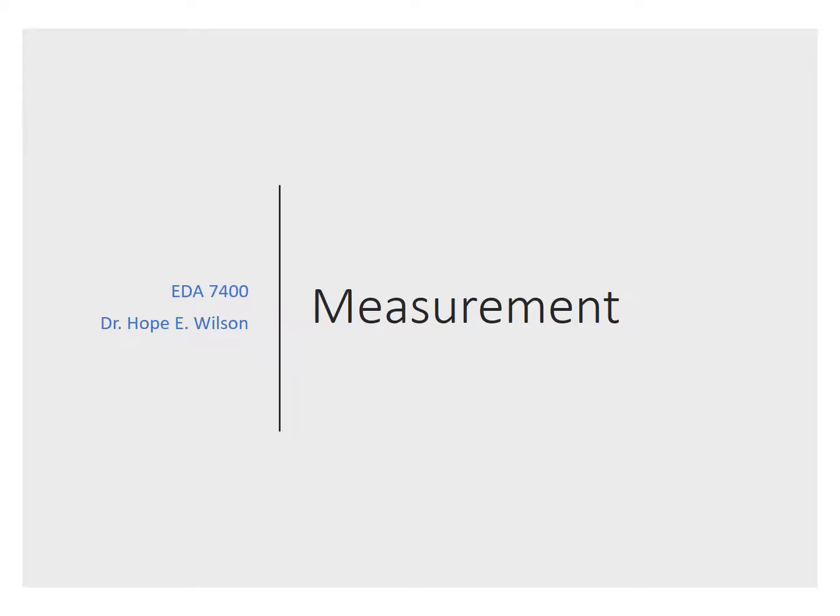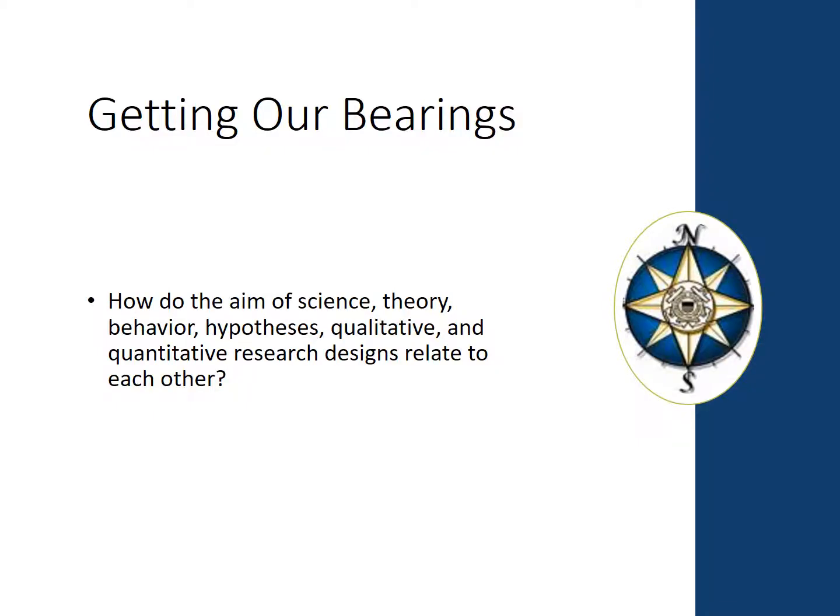Okay, now we're going to talk a little more about measurement. So again, how do the aims of science, theory, behavior, hypothesis, qualitative and quantitative research designs relate to each other? We're just going to be talking again today about how we can measure things and what that measurement means.